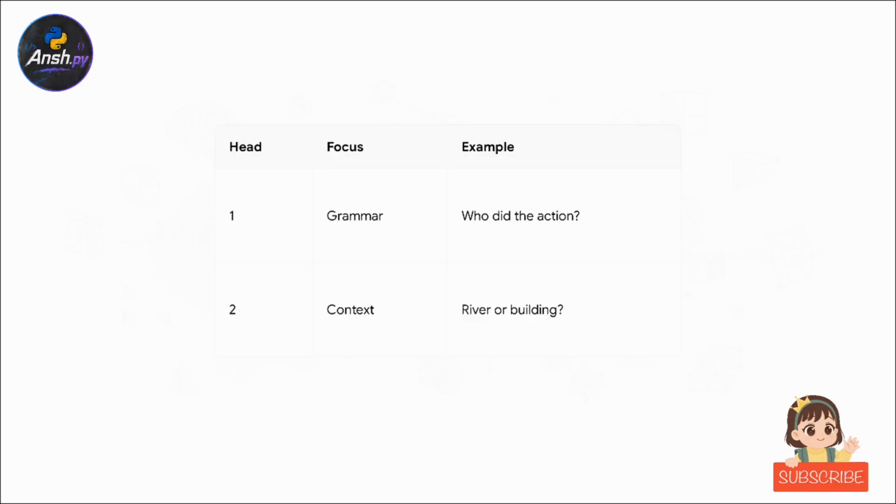Head 1 might be focusing strictly on the grammar, trying to figure out who did the action to whom. But at the exact same time, Head 2 is focusing on context. It's trying to figure out if our word bank is sitting next to a river or if it's a financial building where you deposit your cash. Splitting into multiple heads allows the model to attend to all these different representation subspaces at the exact same time.